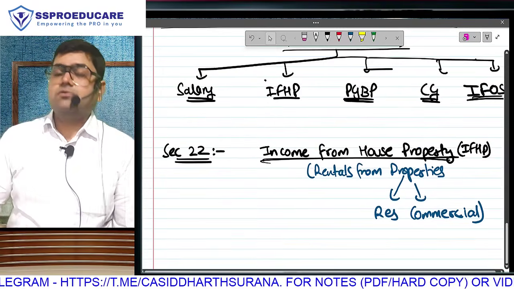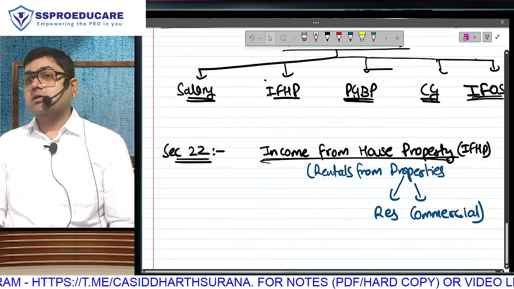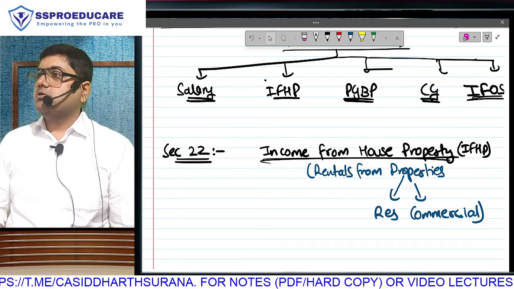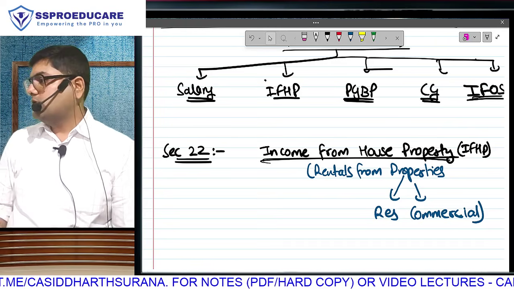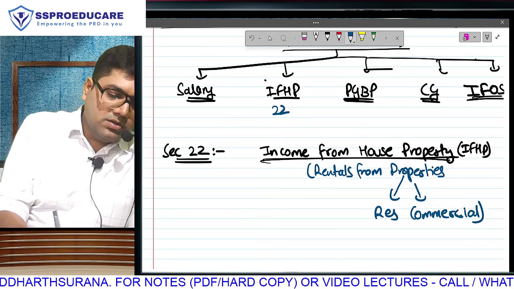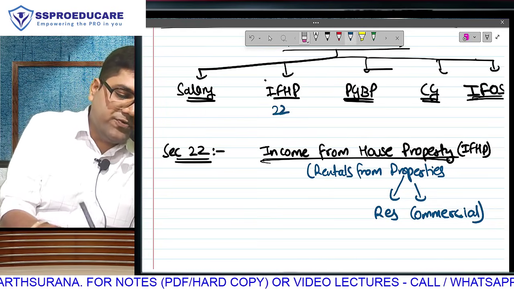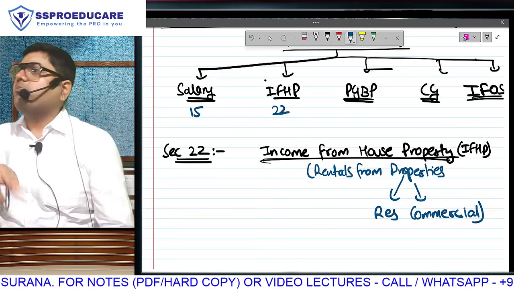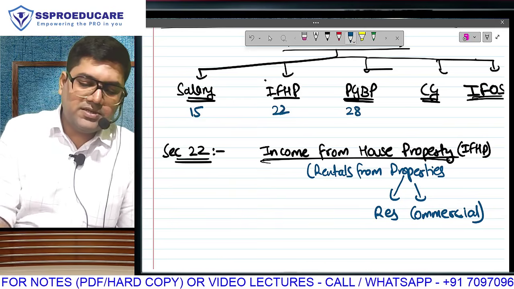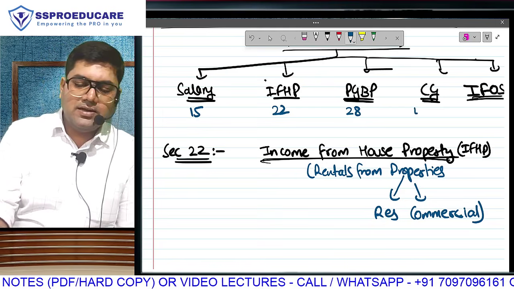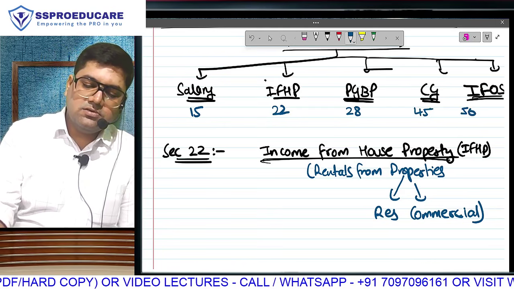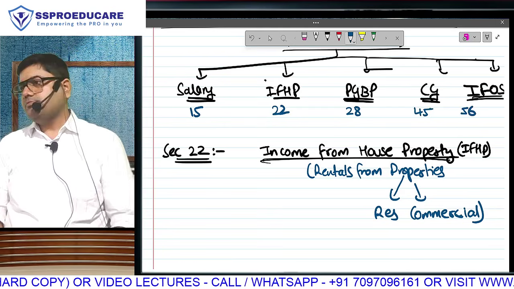And I am giving you the charging sections of all the 5 heads right now. It is my humble request, learn these 5 sections today itself. In fact, right now, house property's is what? 22. Charging section of salary is 15. It has to be before house property, because that is the first head of income. We are jumping the order. Charging section of PGBP is 28. Capital gain's charging section is 45. And IFOS's charging section is 56.